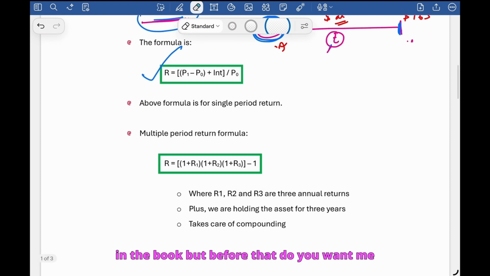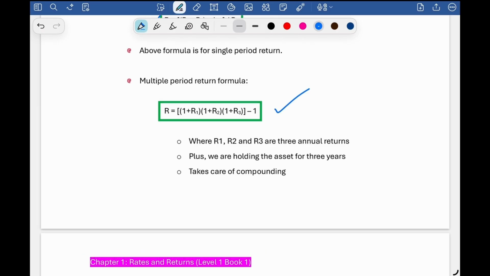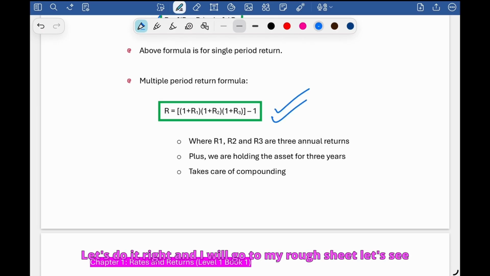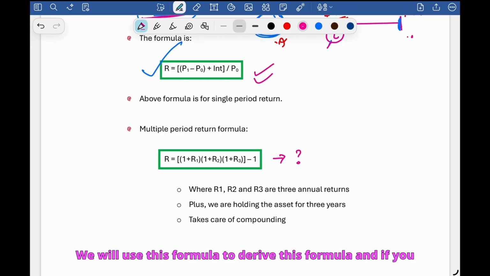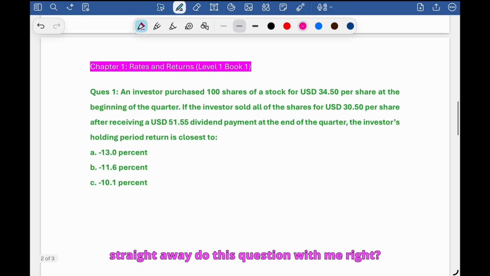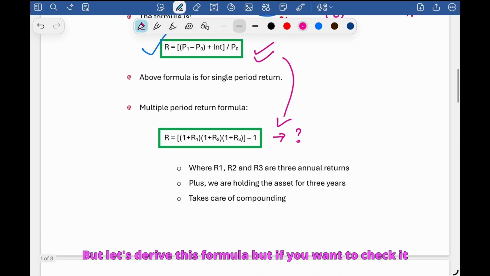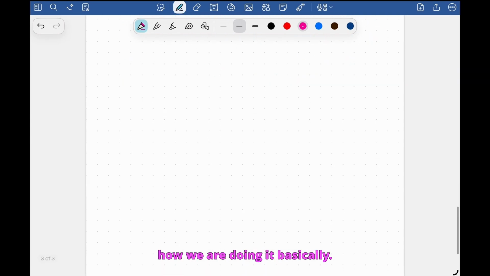But before that, do you want me to derive this formula, where this formula comes from? Let's do it, right? And I'll go to my rough sheet. Let's see how we can derive this particular formula. How is it being derived? We'll use this formula to derive this formula. And if you want to skip it, I have put in the timestamp where you can skip it and straight away do this question with me, right? But let's derive this formula. But if you want to check it out, please do watch this particular section of the video as well. So let's derive the formula of how we are doing it basically.